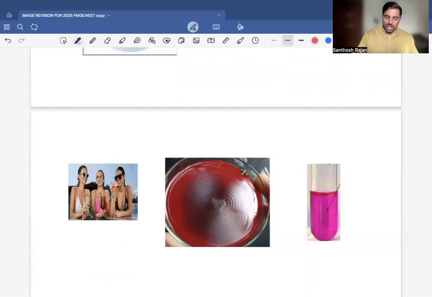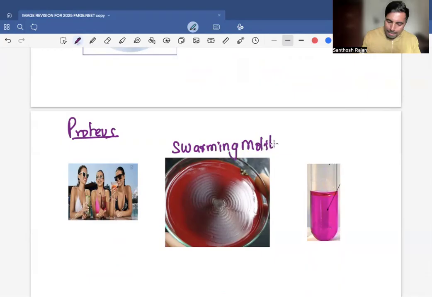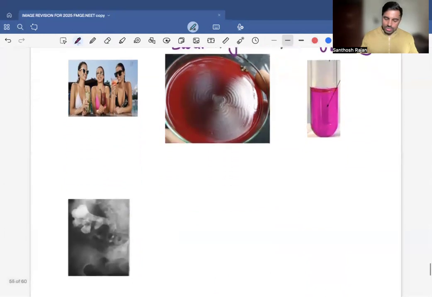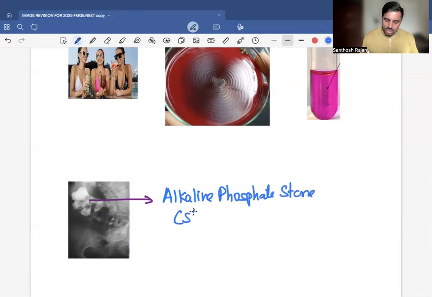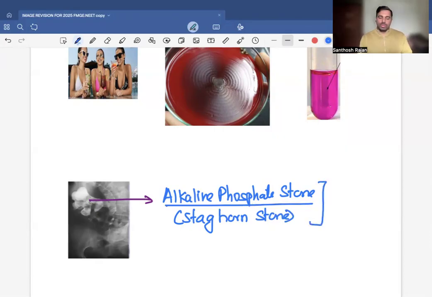We are now almost coming to the end part. This is Proteus. For Proteus, important is swarming motility. Remember like that, swarming. Swarming motility. This is urease, very characteristic. Urease test is positive. And because of that, one of the important things you see here is the alkaline phosphate stone, which is also called the staghorn stone. Staghorn stone, because it happens in alkaline urine, so it's caused by Proteus.